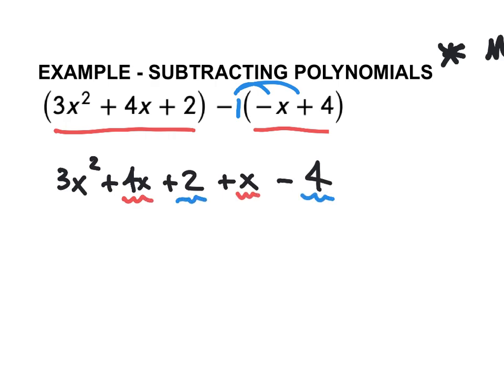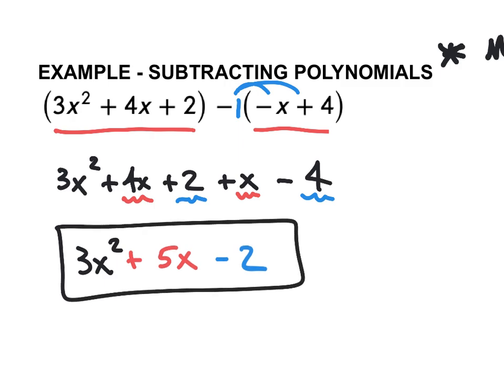So I'm going to drop down my 3x squared. I'm going to take my 4x and my x, and I'm going to add those together. So that's going to give me 4x plus 1x is going to give me 5x. And then I've got +2 minus 4. So 2 minus 4 gives me -2. And that drops down. And that is my answer. Okay, one more, and then we're done.